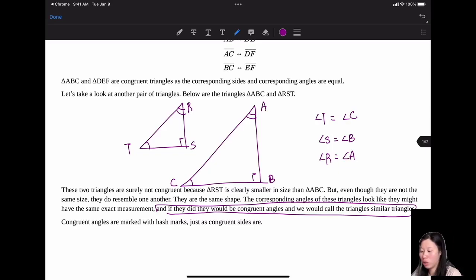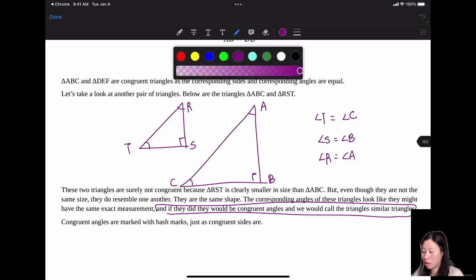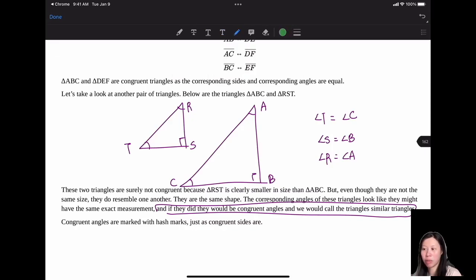In some textbooks, you will see hash marks on the congruent angles. They will mark them with a hash mark, such as this one, with one mark, meaning these two are going to be equal, and this one with two hash marks. And then you will have three hash marks. That shows that, hey, these three angles equal each other, one to another.